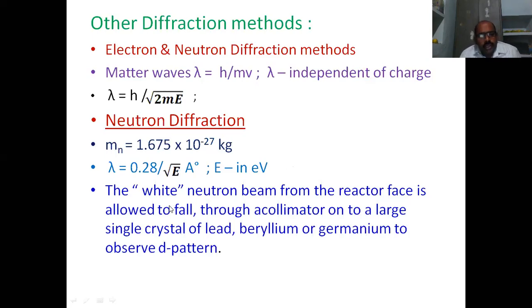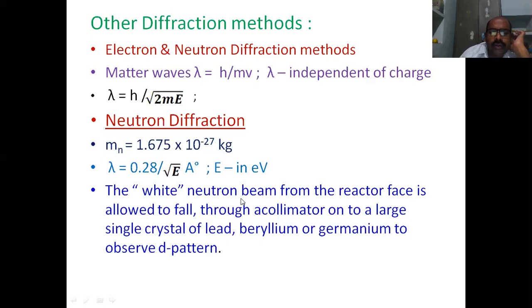Generally it is difficult to find a monochromatic neutron beam. That means the neutron beams have a particular energy range. Generally it possesses a certain range of energies, therefore we call the beam a white neutron beam. We get the white neutron beam from the reactor, and it is allowed to fall through a collimator onto a large single crystal of lead.